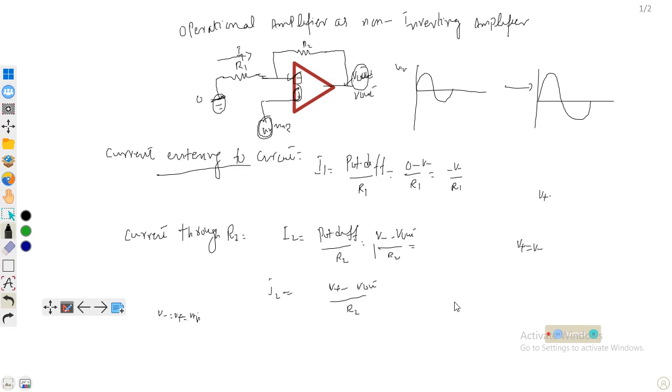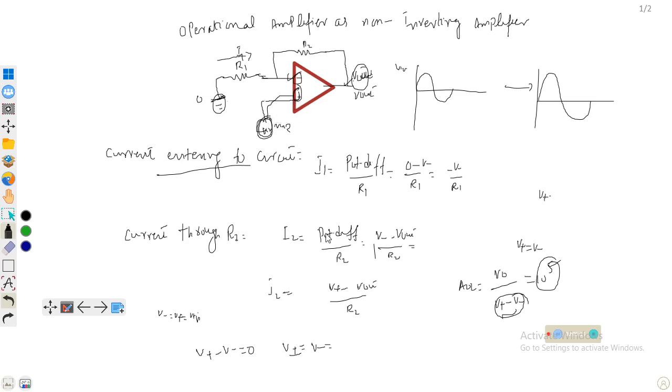Why? Because we know that the open loop gain of this operational amplifier is very high, equal to V output divided by the difference of inputs, which is almost 10 power 5, a very large number. So the difference of inputs must be very small. The minimum value of this is V plus minus V minus, which is equal to 0. If we rearrange, V plus will be equal to V minus in magnitude, and V plus is equal to V input, because we are giving the input at this point.